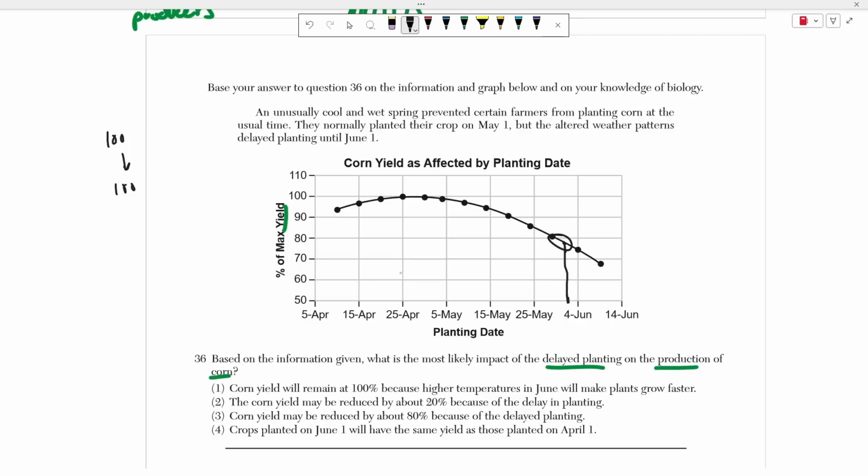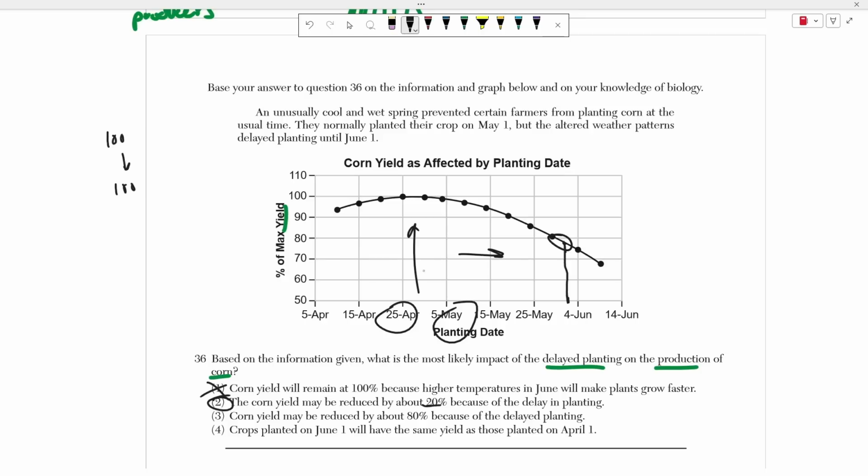So the impact of delayed planting is that the corn yield is reduced by up to 20% because you planted so late, right? The sooner you plant in this case, or the closer you plant to April and May, the more you'll end up producing. But the further away you plant, the less you'll produce, okay?